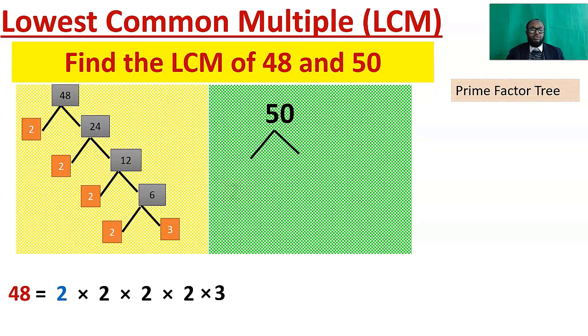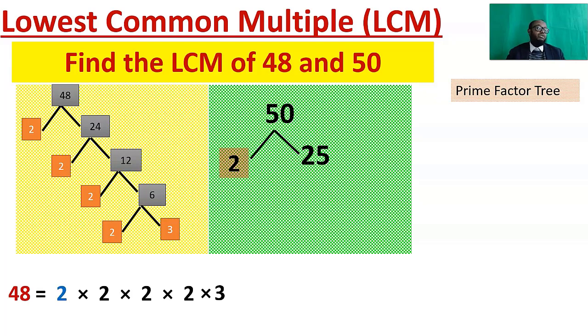50 again is an even number, so we can divide by 2. We get 25. Can 25 be divided by 2? No, 25 is an odd number. So we stop at 2. What comes after 2 in the list of prime numbers? After 2, we get 3.